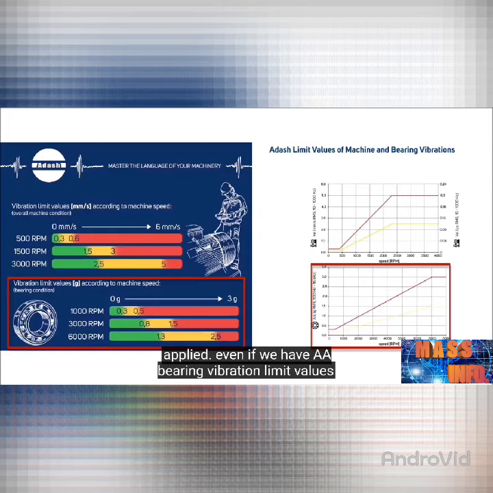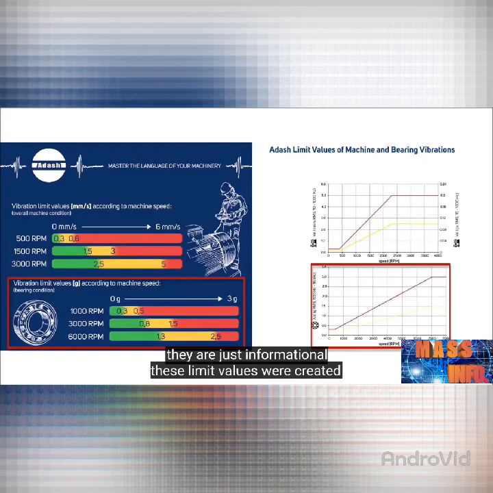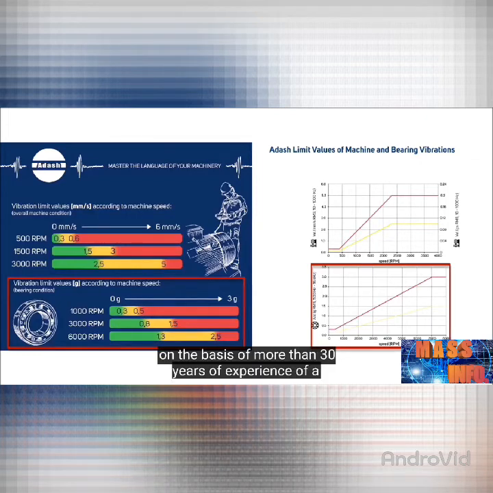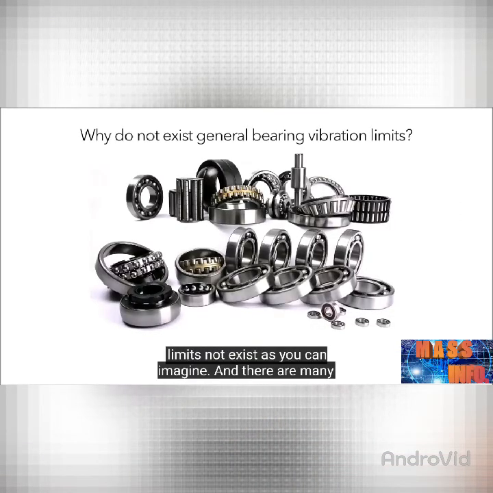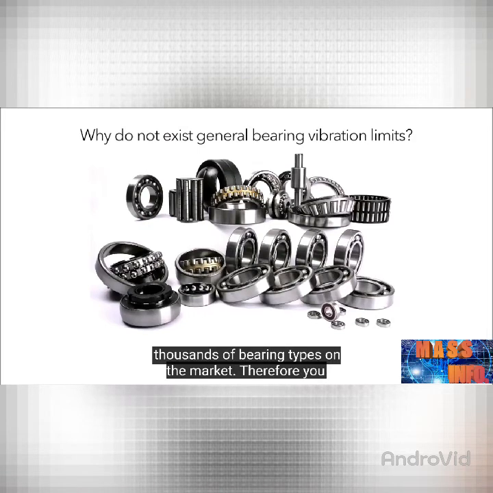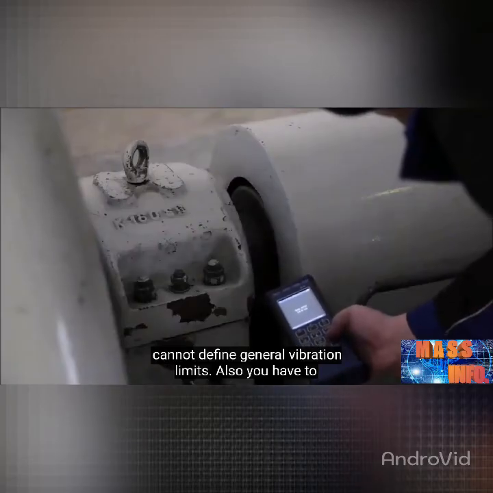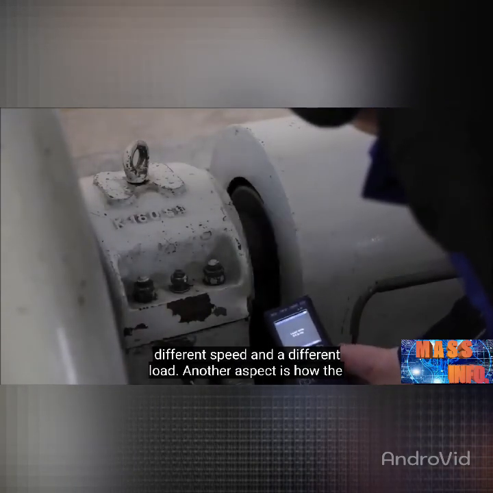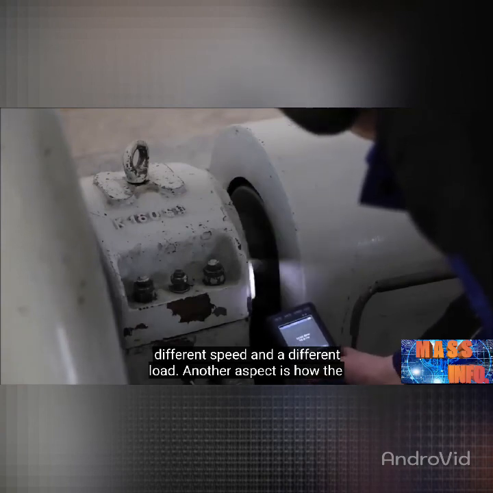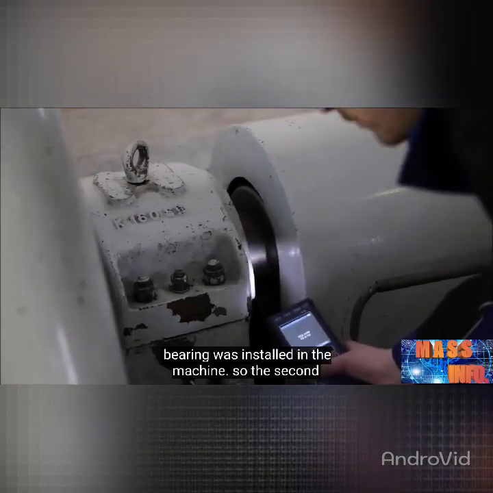Even if we have ADASH bearing vibration limit values, they are just informational. These limit values were created on the basis of more than 30 years of experience of ADASH field engineers. Why do general bearing vibration limits not exist? As you can imagine, there are many thousands of bearing types on the market. Therefore, you cannot define general vibration limits. Also, you have to consider that each bearing on a particular machine runs under a different speed and a different load. Another aspect is how the bearing was installed in the machine.